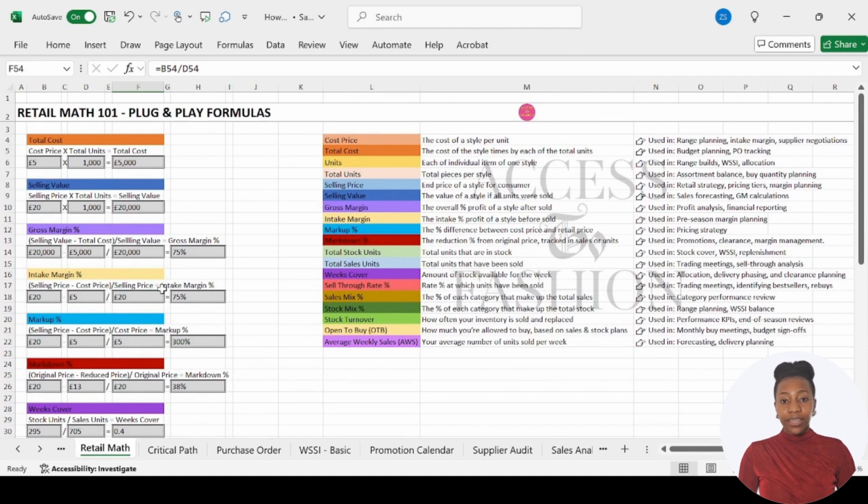Your Retail Math 101. All of these plug and play formulas, lovely for you to use. Let me know what you think. I hope this has been helpful, and drop a comment, and I look forward to hearing from you.